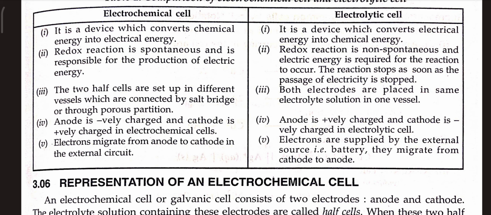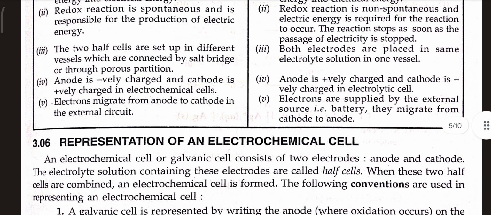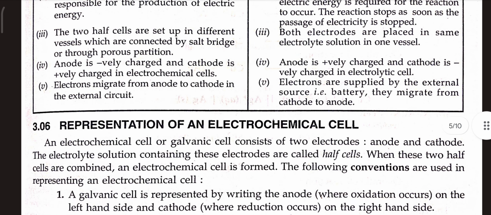Anode is negatively charged and cathode is positively charged in electrochemical cells. Anode is positively charged and cathode is negatively charged in the electrolytic cell. In the electrochemical cell, electrons migrate from anode to cathode in the external circuit. In the electrolytic cell, electrons are supplied by the external source, i.e., the battery. They migrate from cathode to anode.